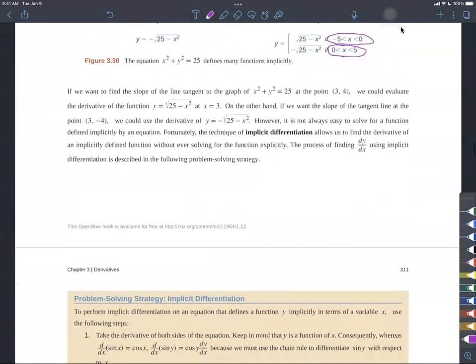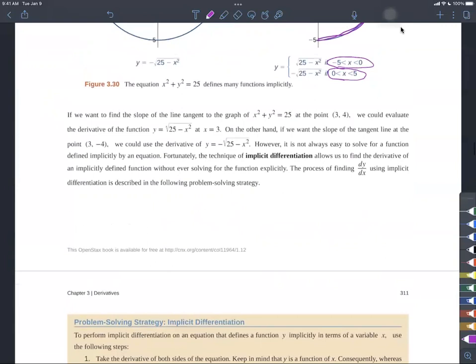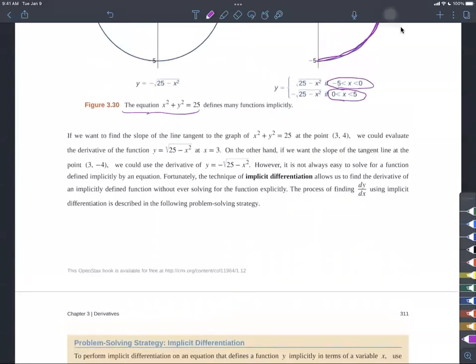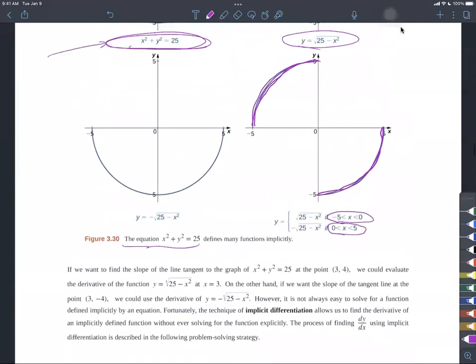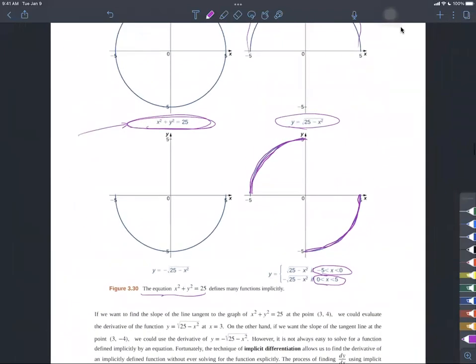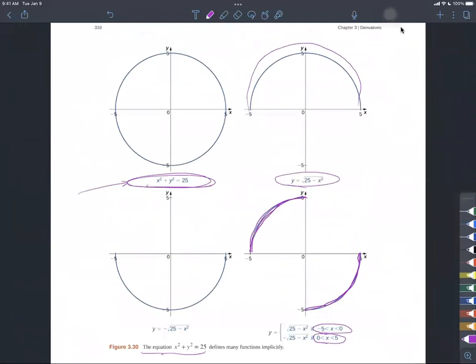Let's continue reading. So here we go. Well, it says the equation x squared plus y squared equals 25 defines many functions implicitly. If we want to find the slope of the tangent line to the graph x squared plus y squared equals 25 at the point 3, 4, so let's see, where would that be? 3, 4 would be somewhere right here. What's the equation of this tangent line here?